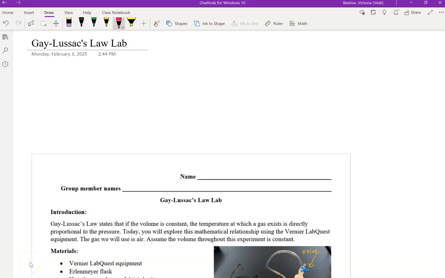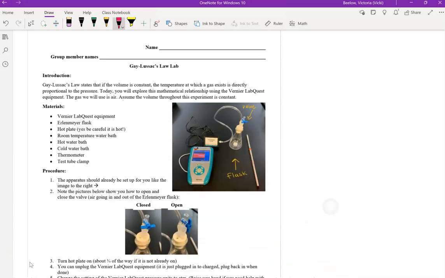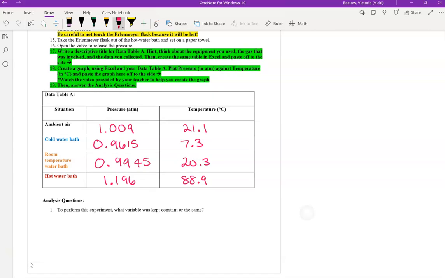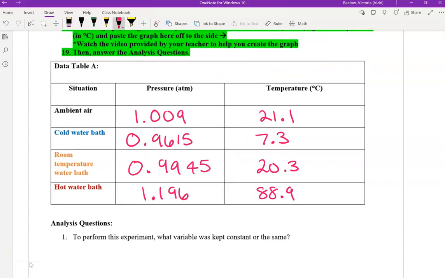In this video, I'm going to go over how to complete the Gay-Lussac's Law Lab. So the first thing is make sure that you have your data completed. This is just an example of what your data may or may not look like. Next, you have to make sure that you have a proper title for Data Table A.